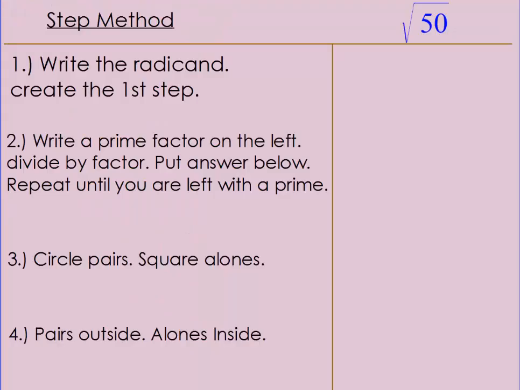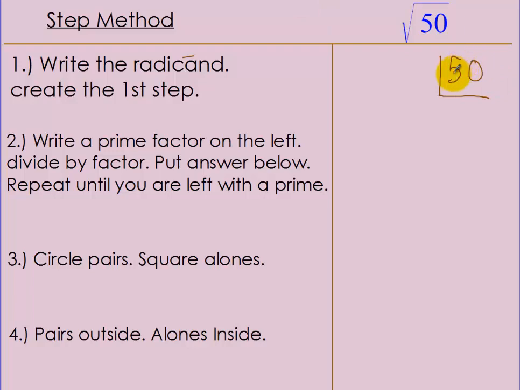Step method. This is what I call it. Basically, we create these upside down steps, and those will give me my factors. The first step is I write the radicand and create the first step. The radicand is 50, so I'm going to write a 50 and then make my first reverse step. There's the step. Next, I want to write a prime factor on the left and divide by that factor, put that answer below, and repeat until I'm left with a prime. So this is the way it works.